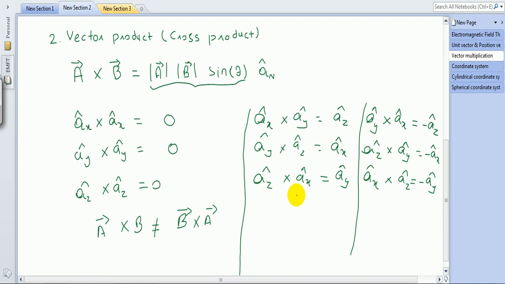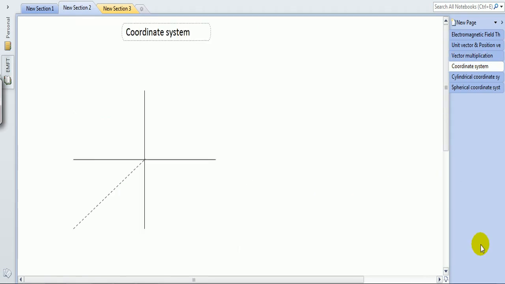These things actually we get from the right hand coordinate system. We will see in the coordinate system what is that. So this is all about the vector multiplication, the scalar product and vector product. Now we will study coordinate system.